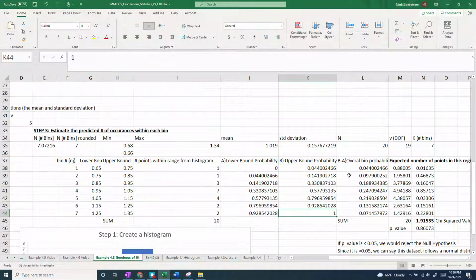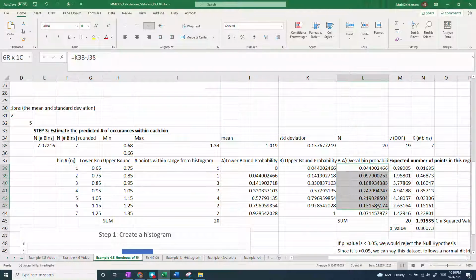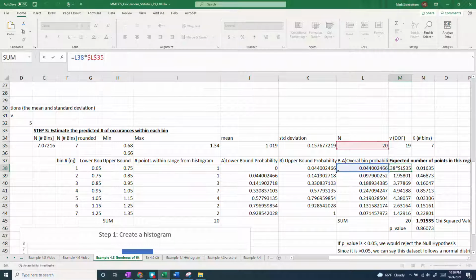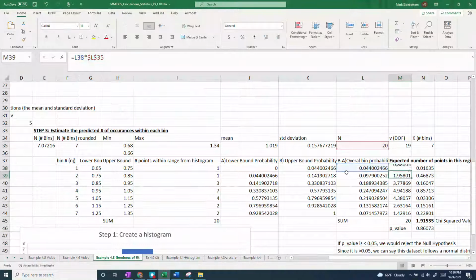Then the last 2 things we'll do: we subtract the lower bound probability from the upper bound probability to give us the probability of a data point from a normal distribution landing between 0.65 and 0.75. Once we get that value for all of our bins, we multiply that probability by the number of data points in our data set. We had 20 data points, so we multiply each of these by 20, and we get the expected number of points within each region.